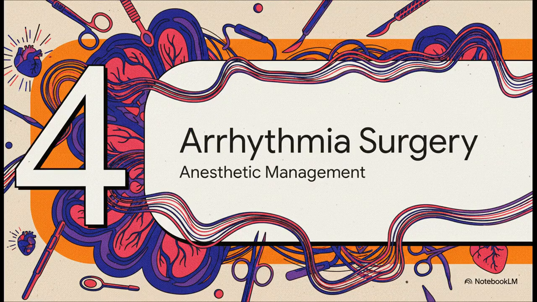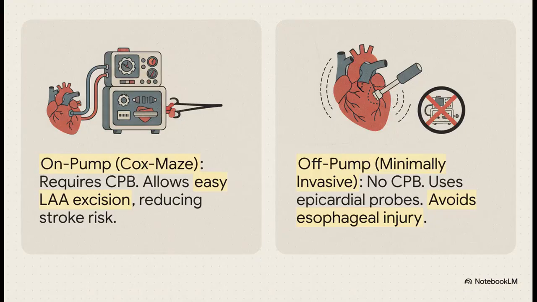All right, shifting gears from plumbing to electricity, let's talk for a moment about anesthesia for arrhythmia surgery. We'll focus mainly on the surgical ablation for atrial fibrillation, a procedure many of us know as the Maze procedure, which is designed to interrupt those reentrant circuits that keep AFib going. You know, the choice of technique here really dictates our entire anesthetic plan.